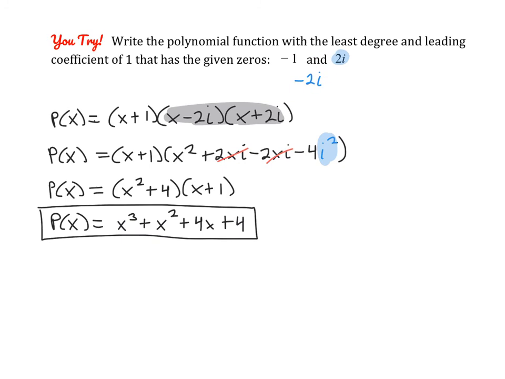You'll notice here that we were given negative 1 and positive 2i, but since this is a complex zero, we know it will always come with its conjugate pair, so negative 2i is also a zero. So turn your zeros into factors, and I started by multiplying my two factors with the imaginary terms to get this. So remember, whenever you have i squared, it simplifies to negative 1. So this actually becomes positive 4. So we have x squared plus 4. I put that factor first, times x plus 1. And if you multiply that out, you end up with x cubed plus x squared plus 4x plus 4.